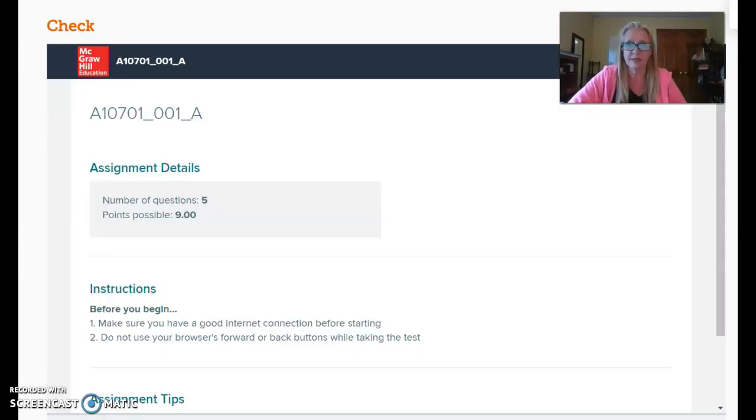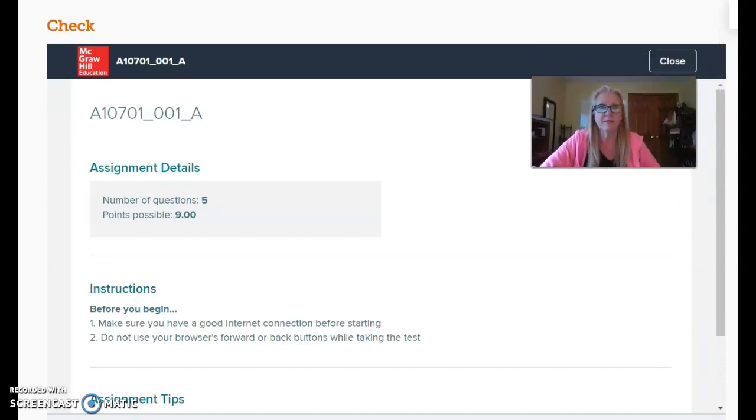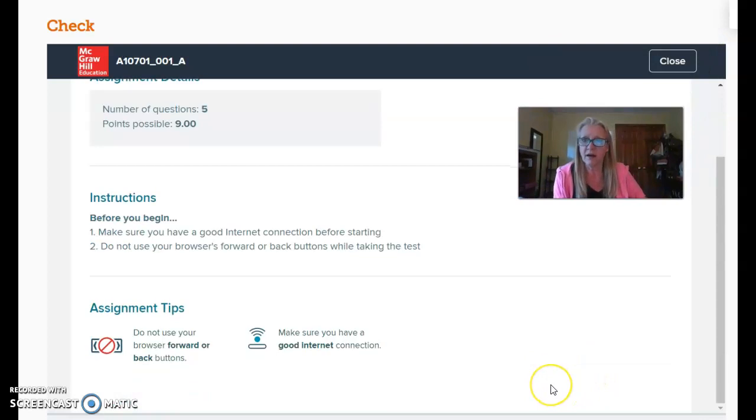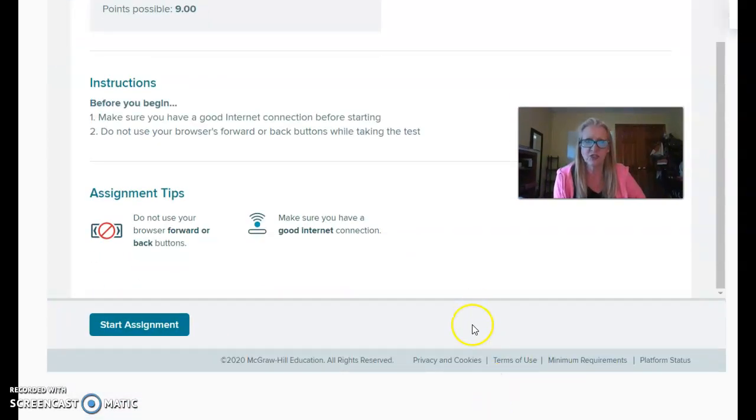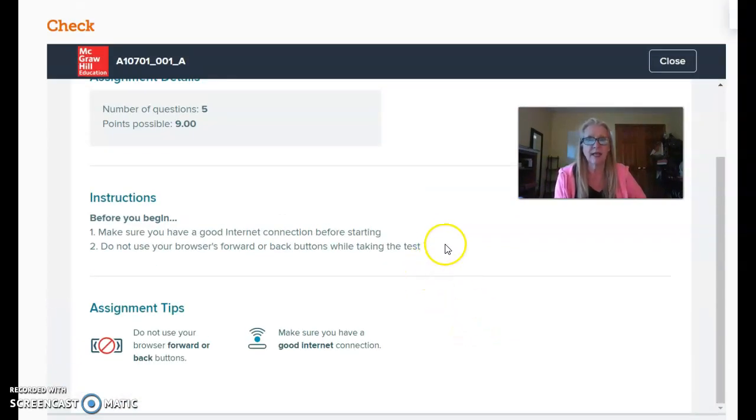Next, I have amazingly fast internet, and look how slow this is still taking to load. Okay, so here we have a check. There are, I believe, 5 questions in this check, and I have assigned it to you on McGraw-Hill. And so this will be your assignment for today. Like I said, it's only 5 questions, and it covers the first half of section 7.1.